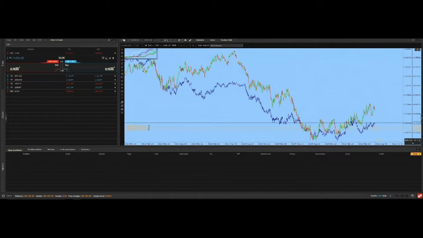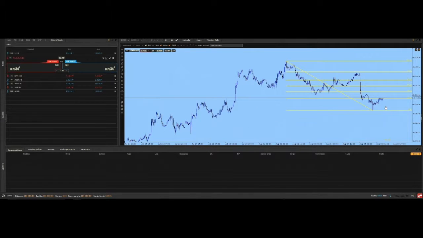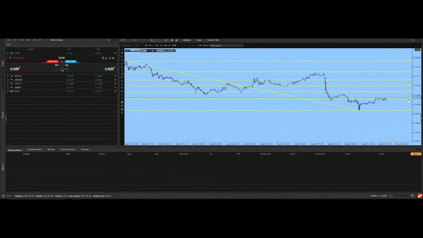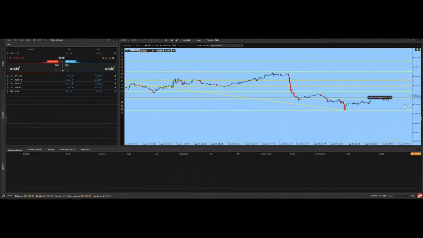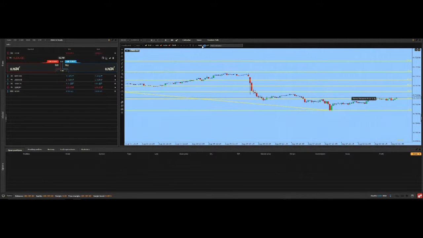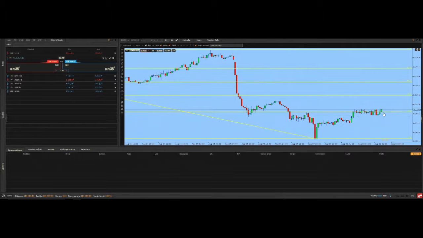Alright, we're going to get started now. So now we can see we're forming a downtrend here. And we can see that right now we're at the 23.6 Fibonacci. We're using the 15-minute chart. Let me just make this a little easier to see.